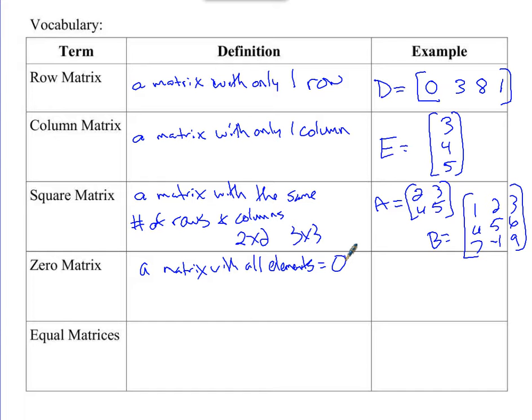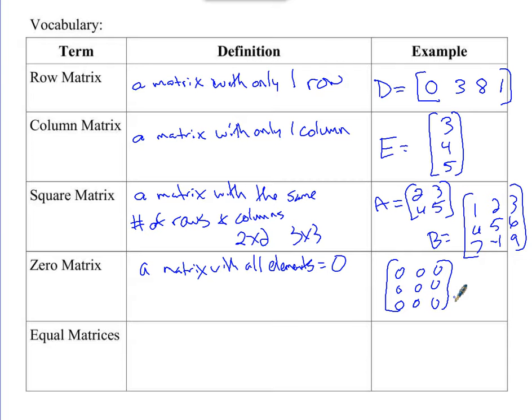So maybe I have a matrix like this. It's a 3 by 3 matrix, and every single element in here is a 0. Now you might say, well, what's the point? There is a use for a zero matrix. There are actually many uses for zero matrices, and they do come up. So you just got to know that it's called a zero matrix, and it just means that every single element in that matrix is 0.